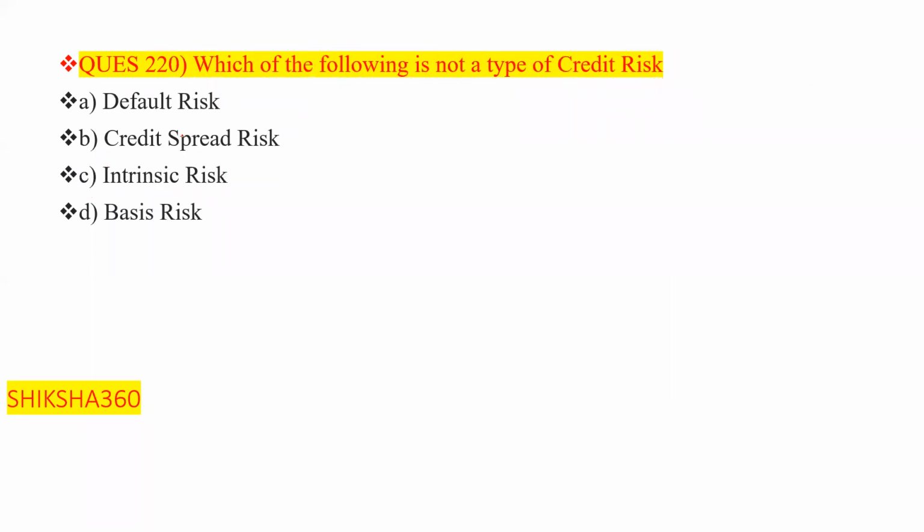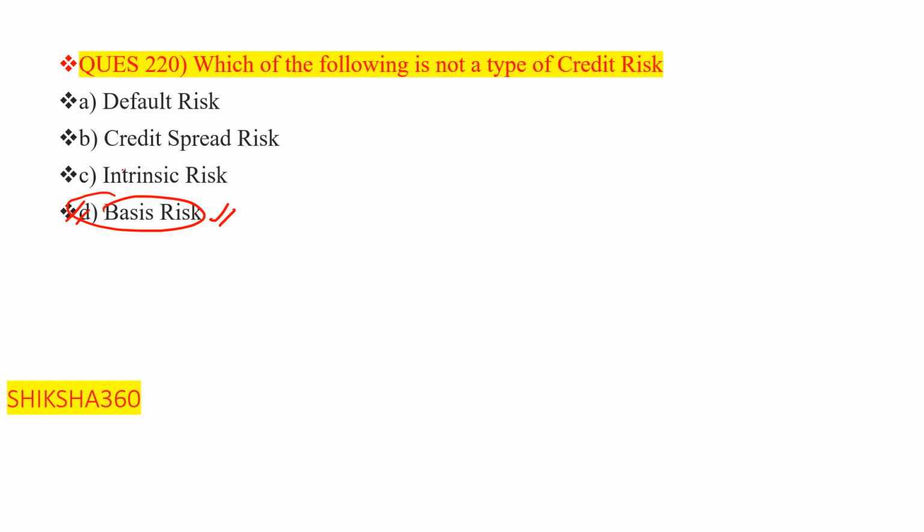Now move to the next question, 220. Which of the following is not a type of credit risk? A option is default risk. B option is credit spread risk. C option is intrinsic risk. D option is basis risk. The correct answer is basis risk, option D. This is not a type of credit risk.